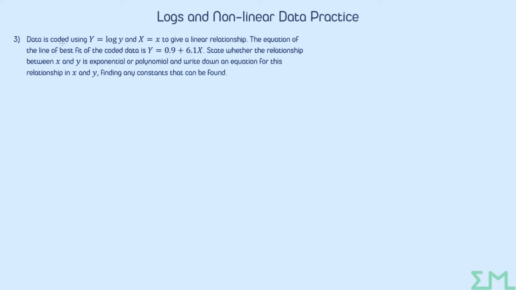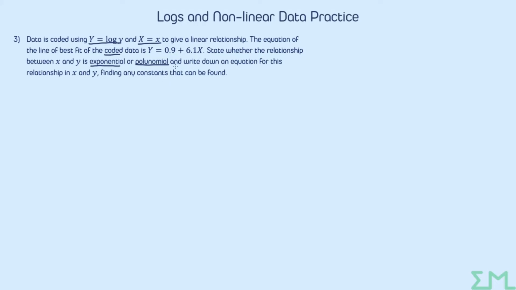Okay, so data is coded using capital Y equals log Y, capital X equals X to give a linear relationship. The equation of the line of best fit of the coded data, so coded just means it's been transformed as said in the question, capital Y equals 0.9 plus 6.1 capital X. State whether the relationship between X and Y is exponential or polynomial and write down an equation for this relationship, finding any constants that can be found.